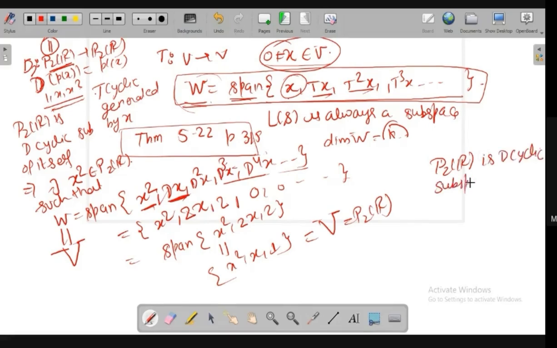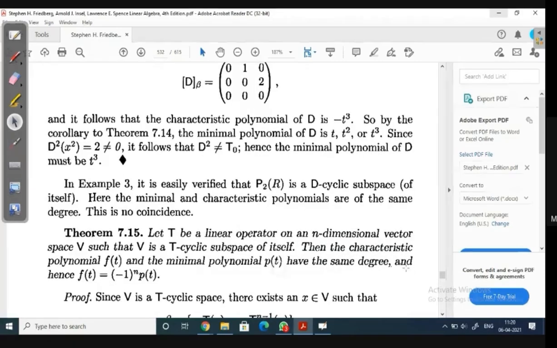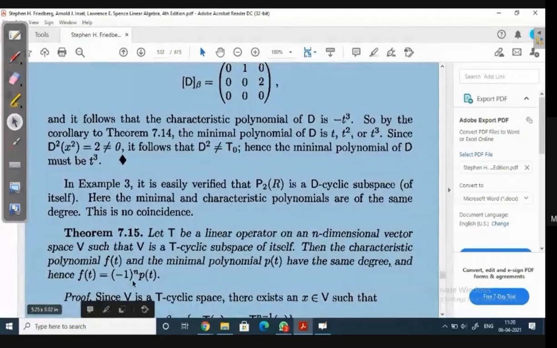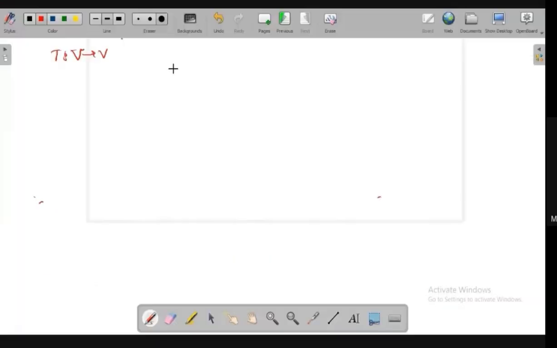T is a linear operator on an n-dimensional vector space. If T is a linear operator on an n-dimensional vector space V, such that V is a T-cyclic subspace of itself, then we have to show the characteristic polynomial f(t) and the minimal polynomial p(t) have the same degree, and hence they can be written in this form. f(t) can be written in the form of minus 1 to the power n times p(t). It is also given that V is a T-cyclic subspace of itself.